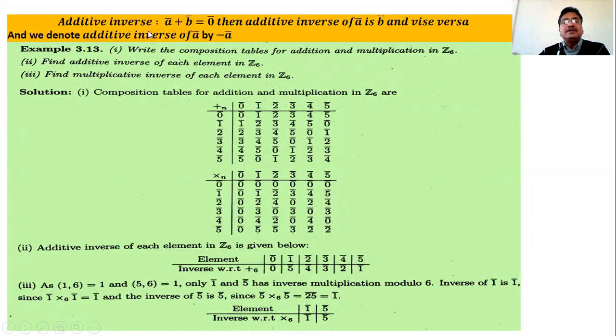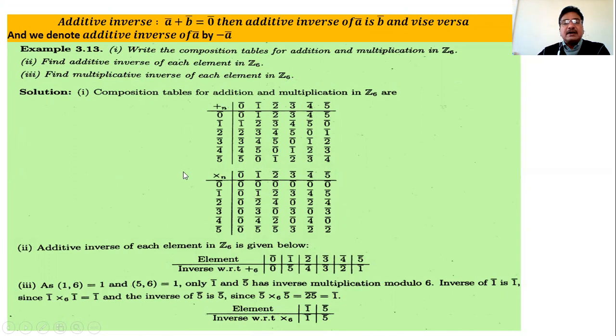So what is the definition? Here is the definition. If a bar plus b bar is 0 bar, then a bar and b bar are called additive inverses. The additive inverse of a bar is b bar, and vice versa. That is, the additive inverse of b bar is a bar. And we denote the additive inverse of a bar by this notation, minus a bar.